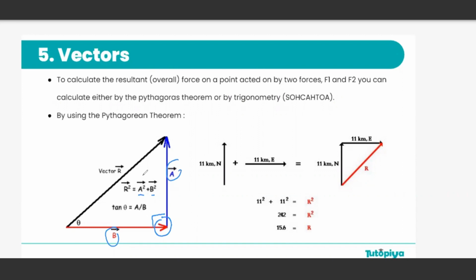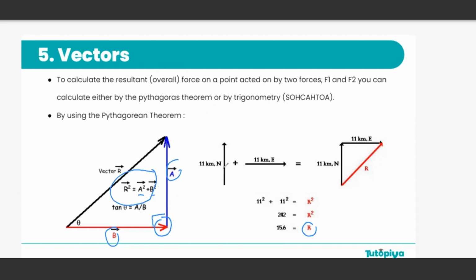So even without drawing a diagram like this, you can simply use this formula to calculate the resultant force when you have two perpendicular forces. All you need to do is square the perpendicular forces, add them together, and find the square root to find the magnitude of the resultant force.